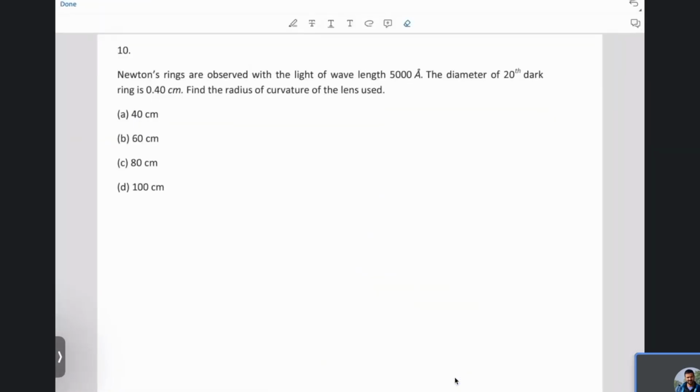Okay. Now the 10th problem. Here the Newton's rings are observed with the light of wavelength 5000 angstrom. So here the wavelength of the light that you are using is given, and the diameter of the 20th dark ring is given, which is 0.40 centimeter, and you have to find the radius of curvature of the lens used. Same thing, same application.